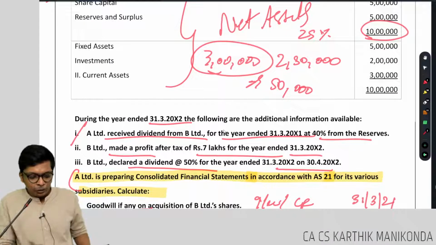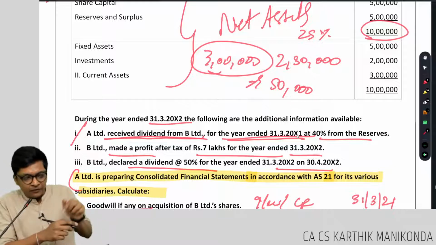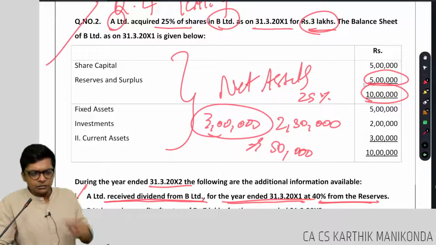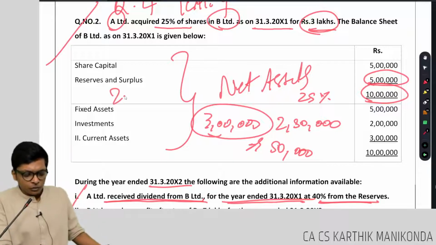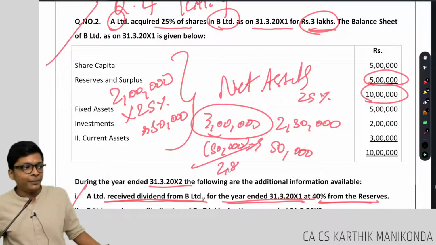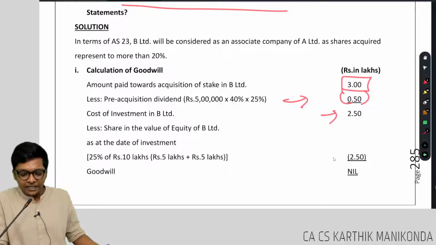Pre-acquisition dividend. Look at this. First point. A Limited received dividend from B Limited for the year ended 31st March 21. That means previous year, the year of acquisition. 40% from the reserves. So 40% of 5 lakhs is how much, guys? 2 lakhs is the dividend paid, but my share is only 25%. So my share is 50,000, which is pre-acquisition dividend. I have to reduce this. So 2 lakh 50 compared with 2 lakh 50. Look at the workings here, guys. I paid 3 lakhs less pre-acquisition dividend 50,000, giving 2 lakh 50, compared with 2 lakh 50.